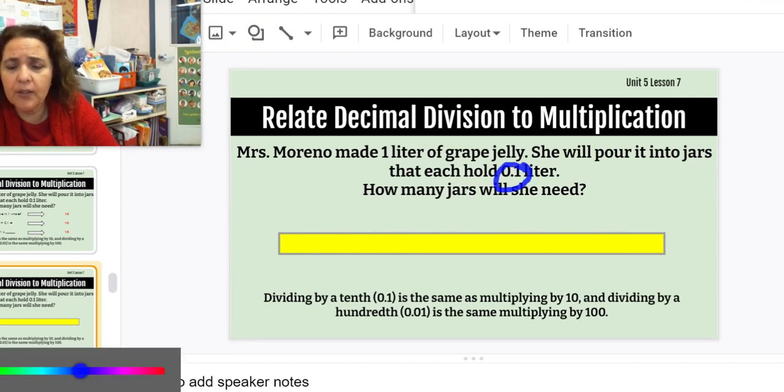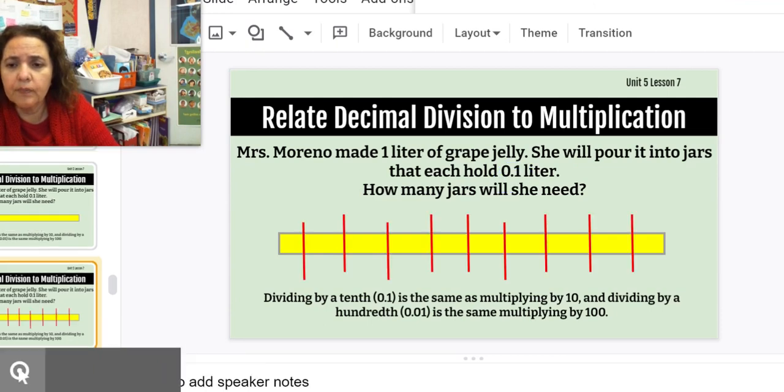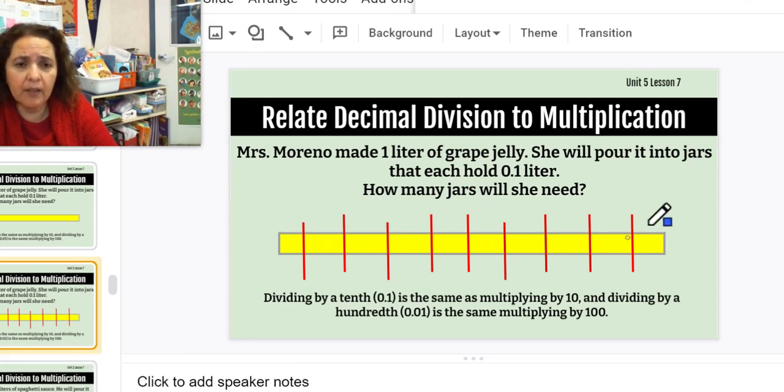So I did it on the next slide. Let me show you. Okay, so see what I did here. Here's my whole again, and I just divided it up into 10 because 1/10. So 1/10 would go there, there, there, there, there. And if I count them up, I have 1, 2, 3, 4, 5, 6, 7, 8, 9, 10. So I need 10 jars. So remember that when we're dividing by 1/10, it's kind of like multiplying by 10, right? So keep that in mind.